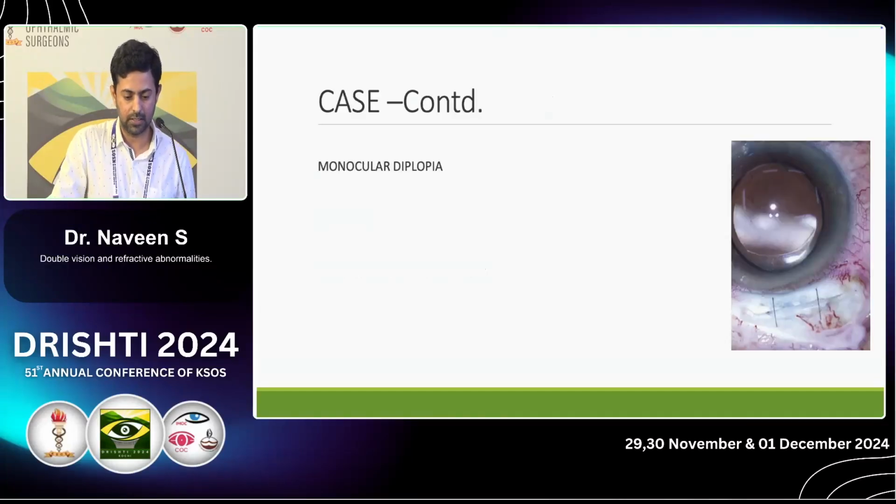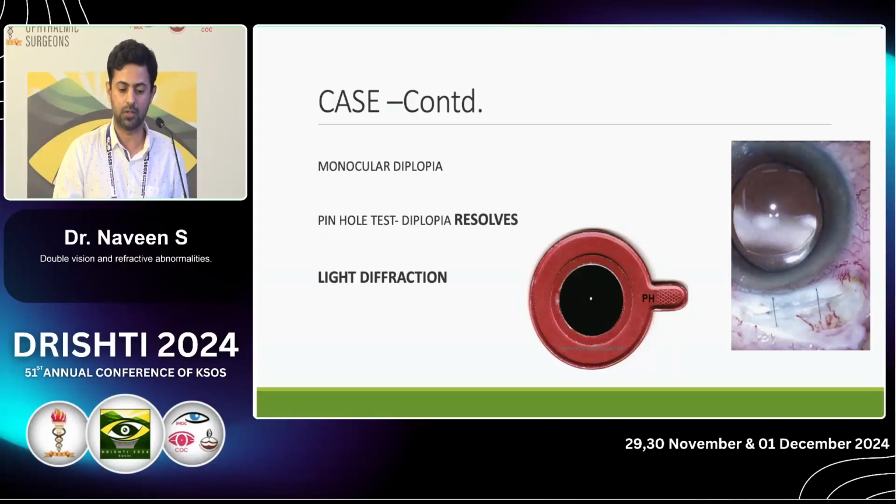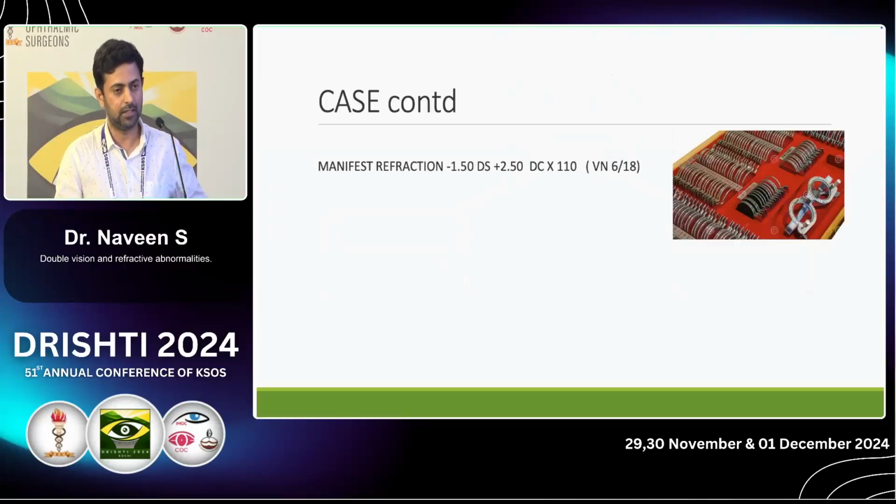So, coming to our case, the patient complains of monocular diplopia. The next thing we can do is a pinhole test, and in this case the diplopia resolved with a pinhole. So, the mechanism may be light diffraction. The 2 causes of light diffraction are refractive errors or an ocular media abnormality. So, we did a manifest refraction for the patient, and the patient had mixed astigmatism with 1.5 diopter cylinder and 2.5 diopter cylinder at 110, and the patient's vision was 6/18.